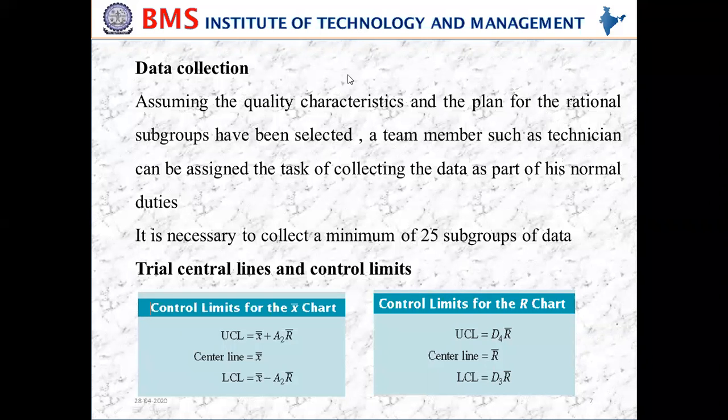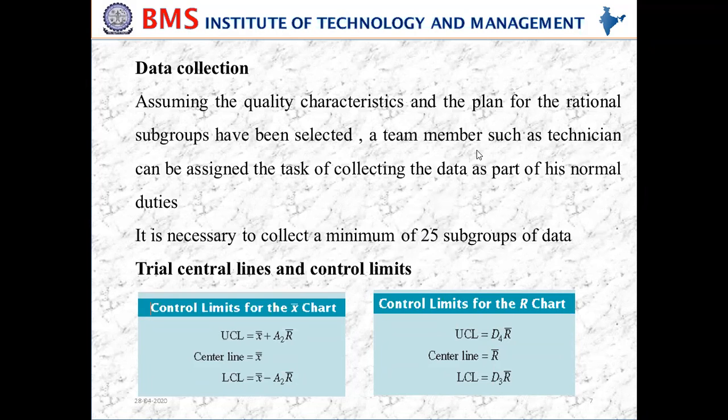Now, the collection of data. The technician or team member, such as an operator, can collect the data, and it should be a minimum of 25 subgroups. Each subgroup will have 5 or 6 items, or 4, depending on the plan. So totally 25 subgroups, like subgroup 1, subgroup 2, subgroup 3, subgroup 4, likewise up to subgroup 25, we are going to collect the data.